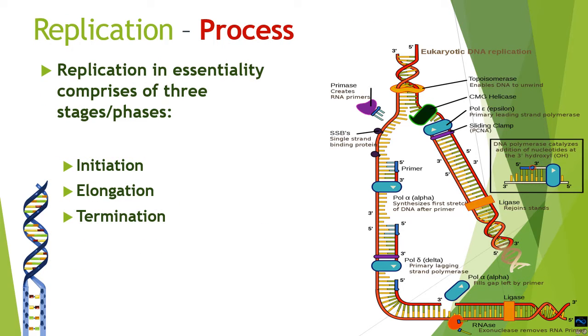The process of replication in itself, in both eukaryotes and prokaryotes, comprises three stages or phases: initiation, elongation, and termination. We'll be discussing all three of them in this lecture.